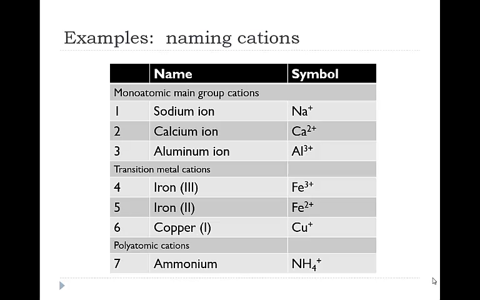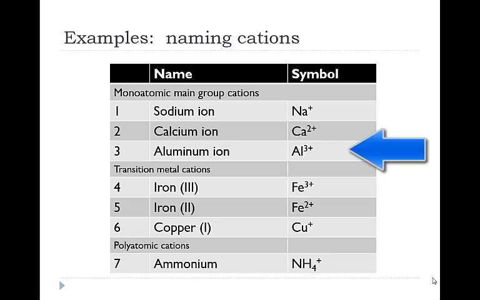So examples of naming cations, we have monoatomic main group cations. For instance, sodium with a charge becomes the sodium ion. Calcium with a charge becomes the calcium ion. Aluminum with a charge becomes the aluminum ion.